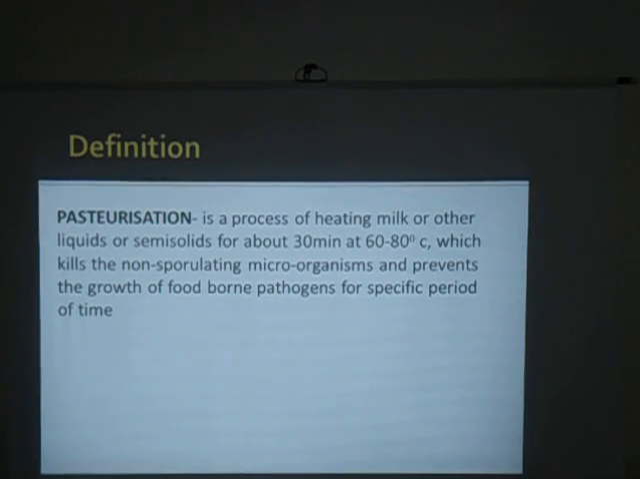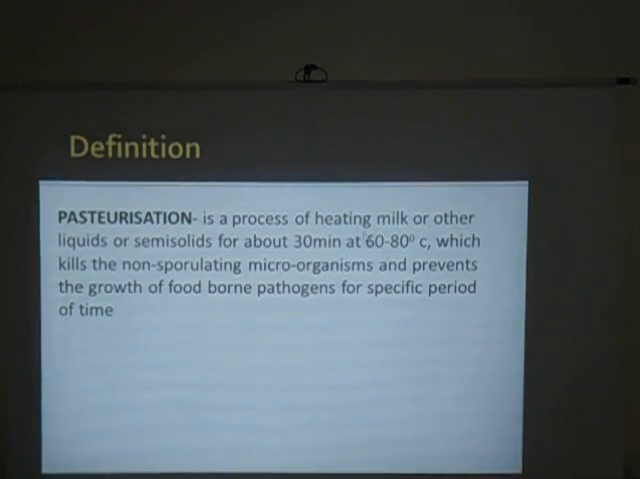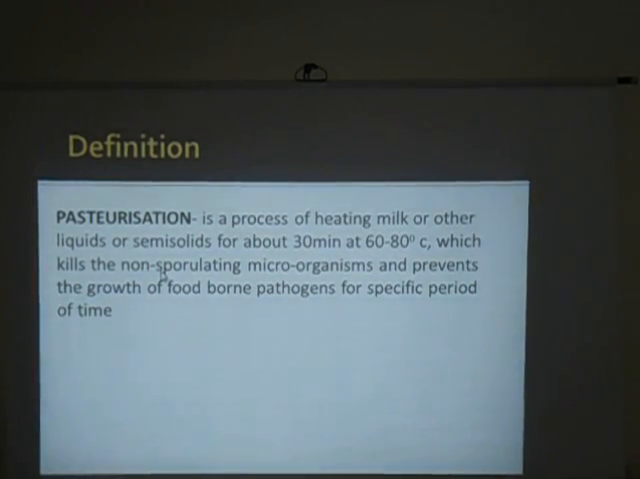You should keep the low flame, and it is done for a minimum of 30 to 40 minutes. The temperature is about 60 to 80 degrees. We cannot keep a thermometer and check everything, but the best thing is to put the low flame and do it for at least 30 minutes. So that can kill the spores also. Pasteurization is the process of heating milk or other liquids or semi-solids for about 30 minutes at 60 to 80 degrees centigrade, which kills the non-sporulating microorganisms and prevents the growth of foodborne pathogens.